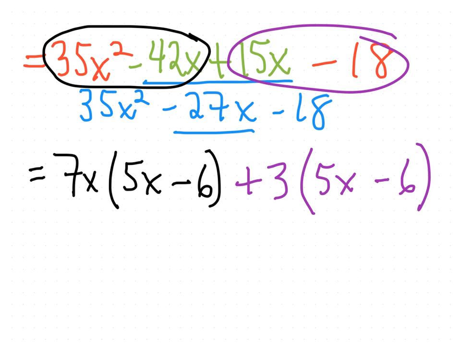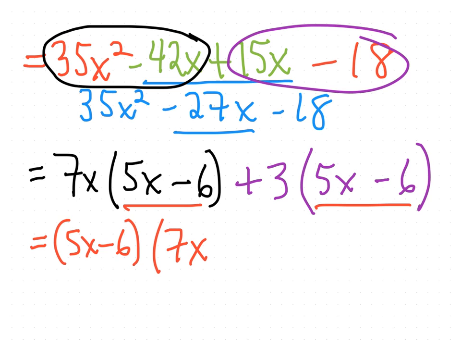We have decomposed negative 27. Then we factored the two groups, the first two terms and the last two terms. And as a result, we have another common factor in the groups that can be divided out: the binomial common factor of 5x minus 6. So we divide that out, and we're left with 7x in the first term, and we're left with 3 in the second term. And we have just factored the trinomial, a complex trinomial, since a is not 1, by using the decomposition technique.